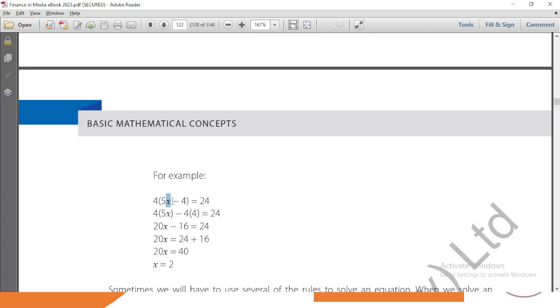Previously I explained that when you're working with BODMAS, you look for brackets first. Once you find the brackets, try to solve everything that is inside the brackets.